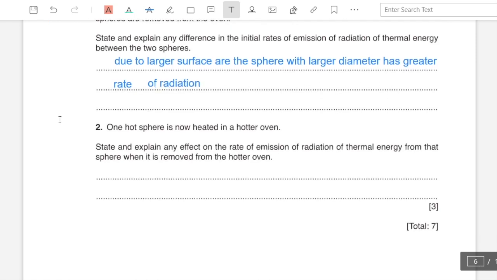2. One hot sphere is now heated in a hotter oven. State and explain any effect on the rate of emission of radiation of thermal energy from that sphere when it is removed from the hotter oven. Alright, so the rate of reaction over here would be greater since heat inside the sphere is greater.